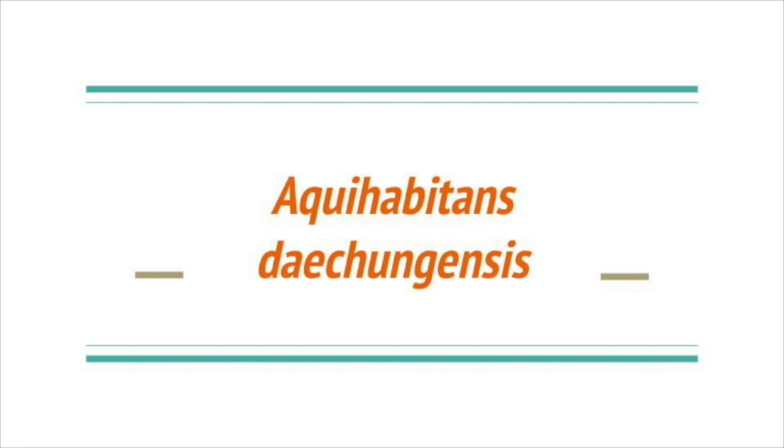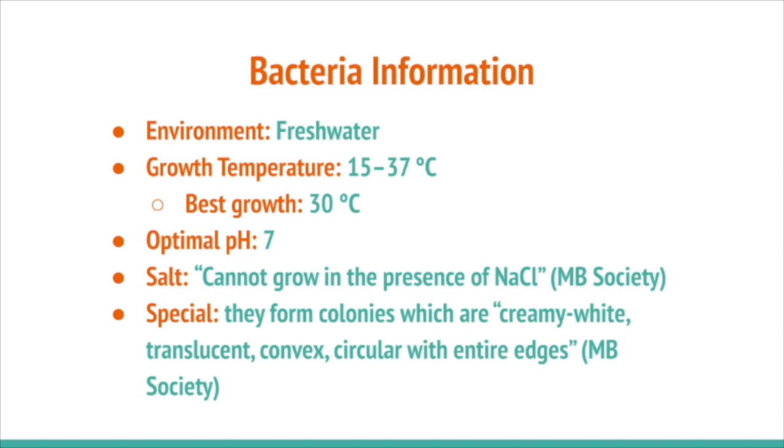Hey, I'm Lachlan, and I'm going to be giving this portion of the presentation on Aquahabitans deichengensis. This bacteria resides in fresh water, and it thrives in warm temperatures. It can survive in environments ranging from 15 to 37 degrees Celsius. However, it thrives at the optimal temperature of 30 degrees Celsius, which is the equivalent of about 86 degrees Fahrenheit.